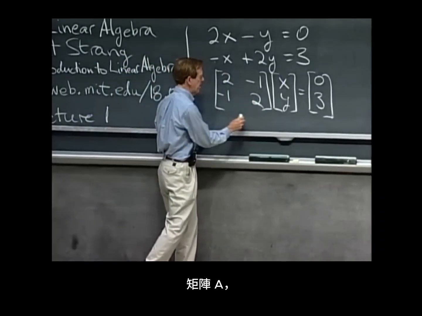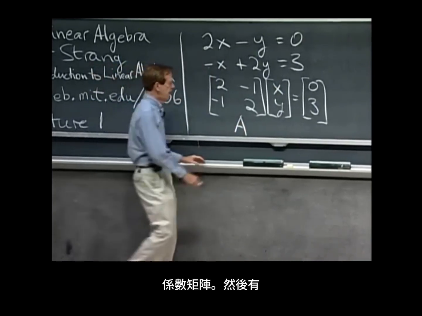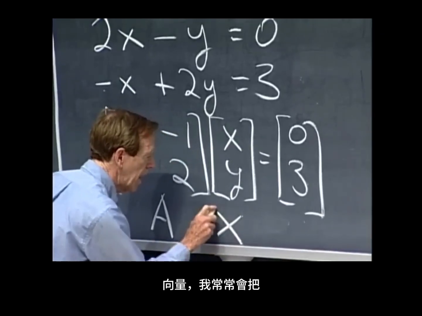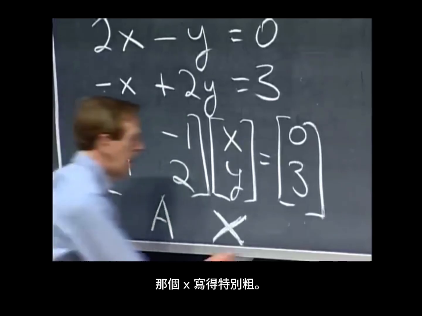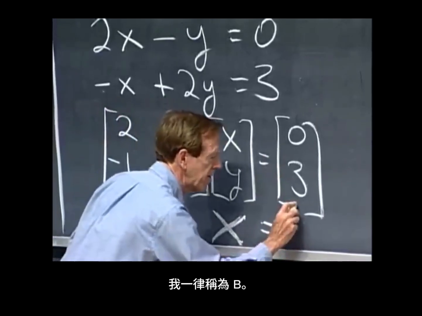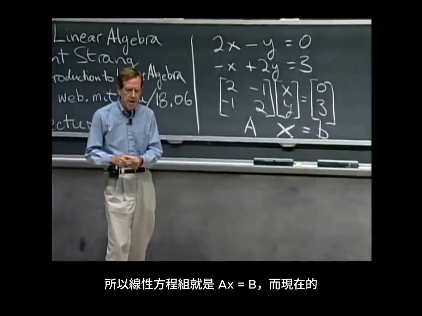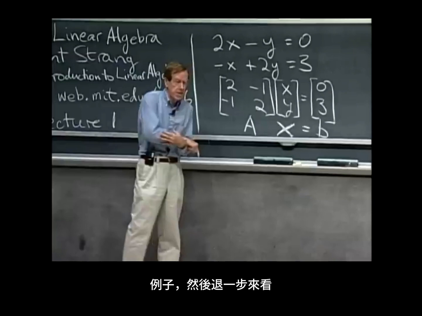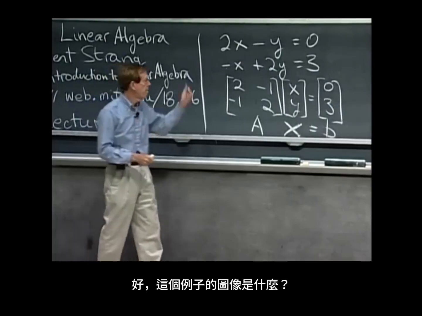I couldn't resist writing the matrix form even before the pictures. So I always will think of this as the matrix A, the matrix of coefficients. Then there's a vector of unknowns. Here we've only got 2 unknowns. Later we'll have any number of unknowns. And that vector of unknowns, I'll make that x extra bold. And the right-hand side is also a vector that I'll always call b. So linear equations are Ax equal b, and the idea now is to solve this particular example and then step back to see the bigger picture.